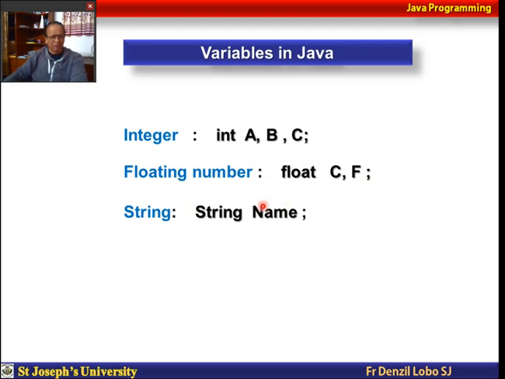String, for example, I want to declare a string called name, so I just say String name. So name becomes the variable. Similarly, a, b, c are variables, and c and f are variables of the floating type. Here you have got a string name. I can input data into that. We will see how we are going to input data into that and work out a few problems today.